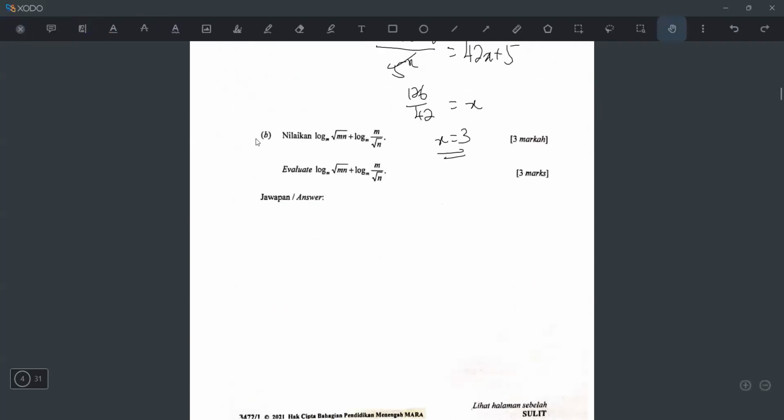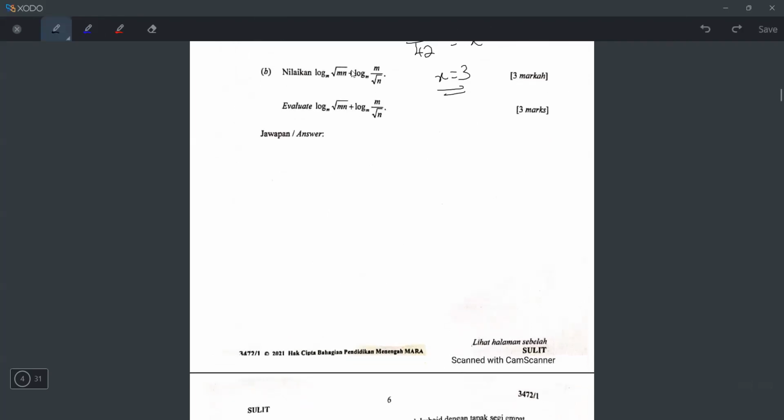All right, let's go to question B. This is a logarithm question, right? Okay, so first thing first is you have to look at the base. I don't care, you have to look at the base. If the base is different, you really cannot do it. So log square root mn base m, and this one is log base m of m over square root n. So the base is already the same, right? Then only you can proceed, you can continue.